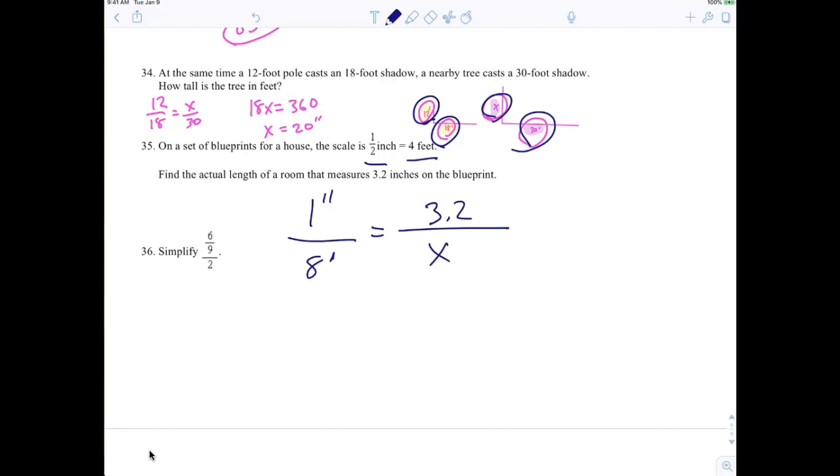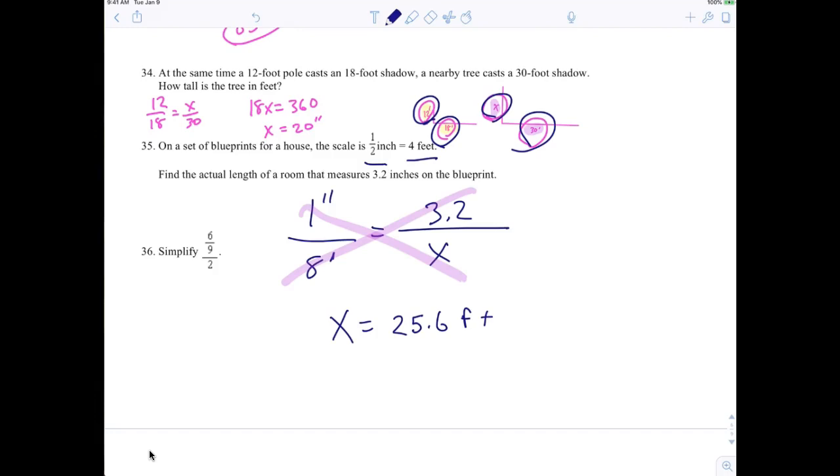Everybody good? And so now when you cross multiply, x equals 8 times 3.2. Somebody tell me what that is. 25.6 feet. You good? Any questions?